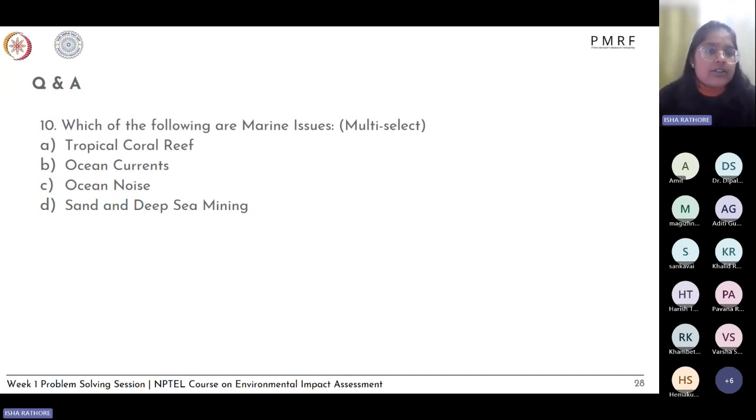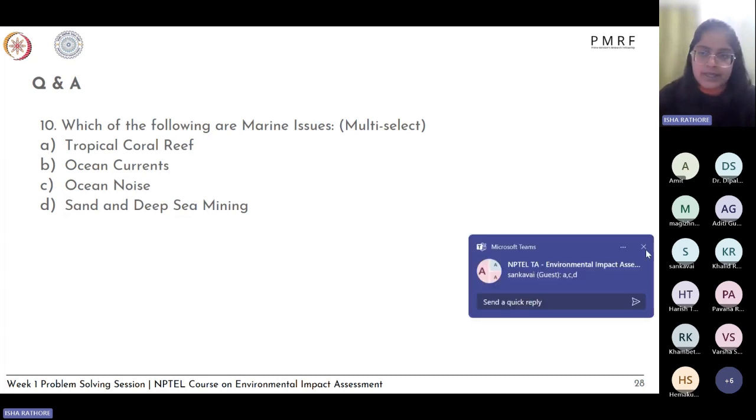Moving on to question 10, which of the following are marine issues? Now this is again a multi-select question in which more than one option can be correct. So we have A, tropical coral reef, B, ocean currents, C, ocean noise, D, sand and deep sea mining. Which of the following are marine issues which are seen in marine ecosystem? Okay, we have A, C and D, we have C and D. Okay, we have B and D also. A and D, A, C, D.